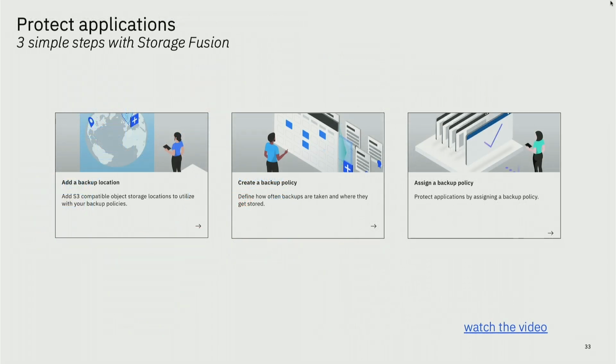So protecting an application is pretty simple. You need to have a backup location, right? Where do you send the data? You create a policy, say how often you want to back up, what is going to be the retention of the backup data, and then you assign that policy that also points to the target and say, I want to back up that OpenShift namespace with that policy. And that's it, you're done. So it's a three-step process.